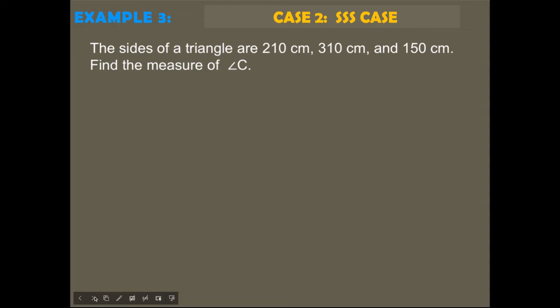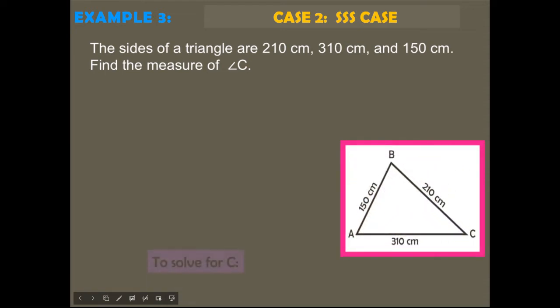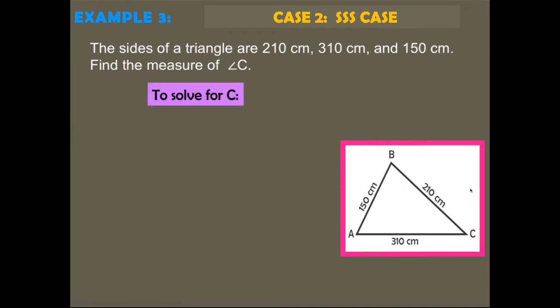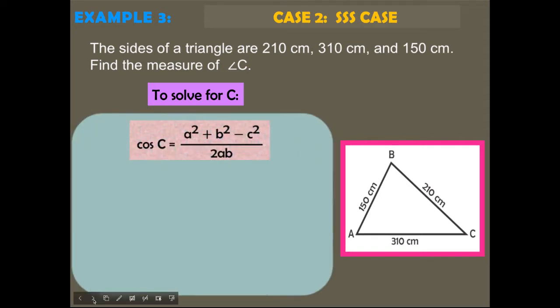Now, in this problem, we are given the three sides of the triangle, and so, therefore, we can apply the law of cosines. Now, to solve for angle C, as you can see, this is the illustration for the given triangle. So, the three sides are given. To solve for angle C, we will use this formula under the law of cosines.